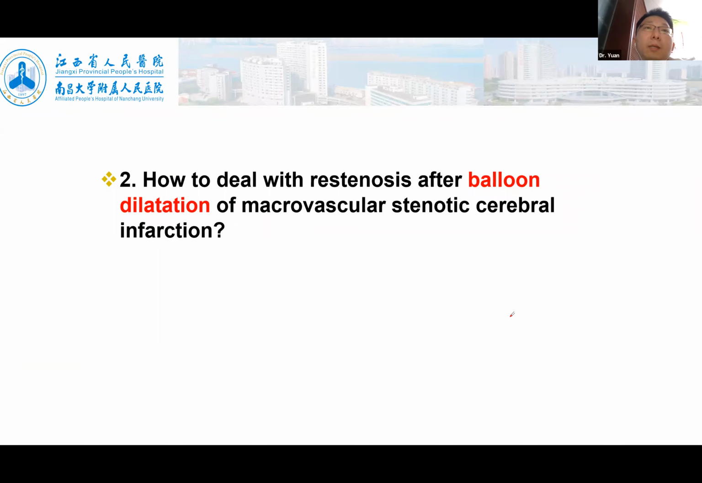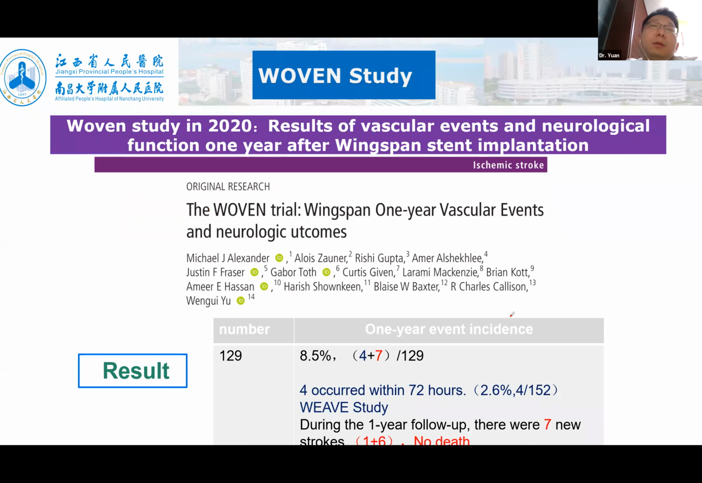And let's see the other question, which is how to deal with the risk of balloon dilatation of the macrovascular stenosis and sclerotic cerebral infarction. We also see this article in the journal Lifespan, on 1-year vascular events and neurological outcomes. In this article, we can see the results with 129 patients, with 1-year event incidence, and during the 1-year follow-up, there are 7 new strokes and no deaths.